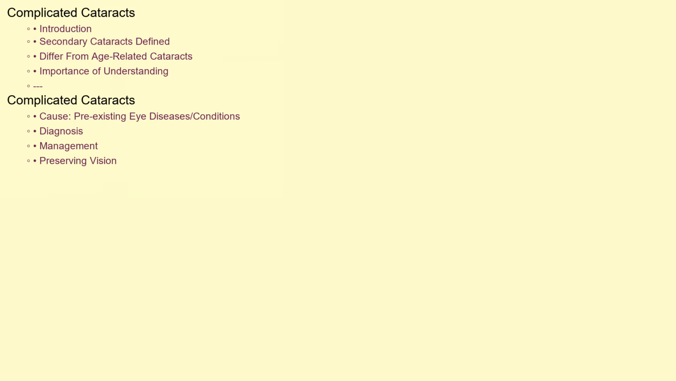Hello and welcome. Today we're diving deep into a specific type of cataract known as a complicated cataract, or a secondary cataract. Unlike typical age-related cataracts, these cataracts develop as a consequence of other pre-existing eye diseases or conditions. Understanding complicated cataracts is crucial for effective diagnosis, management, and preserving vision. Let's explore what makes them unique.